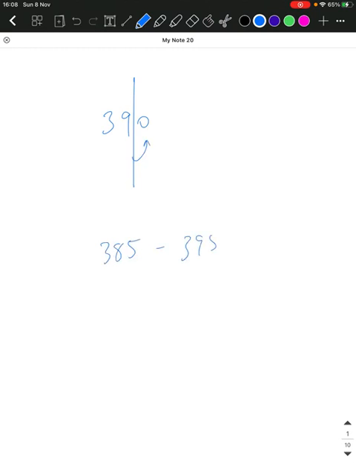So we go to the next decimal place or the next column, and we go 5 less and 5 more. For instance, if we had 390 to the nearest 10, which is this column, we would look at the units column. So we would say 385 to 395. We go 5 less, 5 more of the next column.